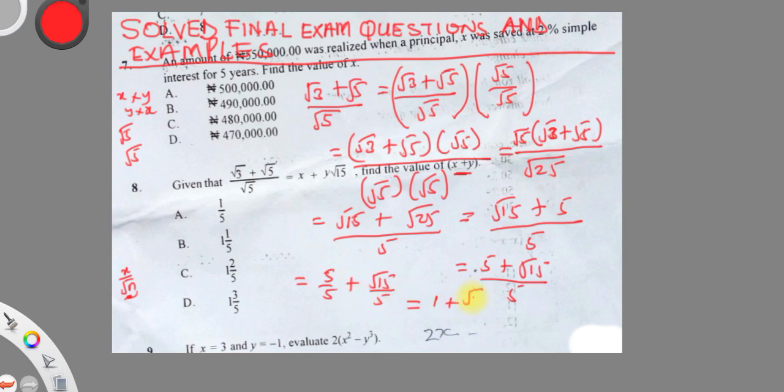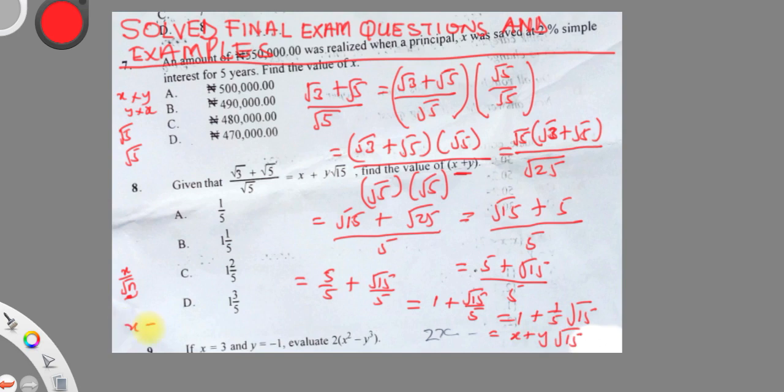Square root of 15 over 5. Okay, so this is the same as what? Which is the same as 1 plus 1 over 5 square root of 15. This is what you get, which is of the form x plus y square root of 15. So what is x?